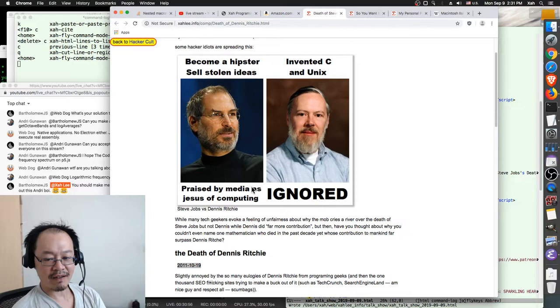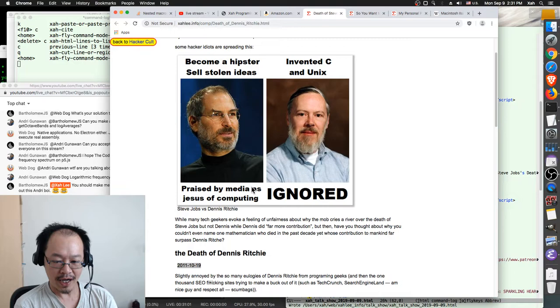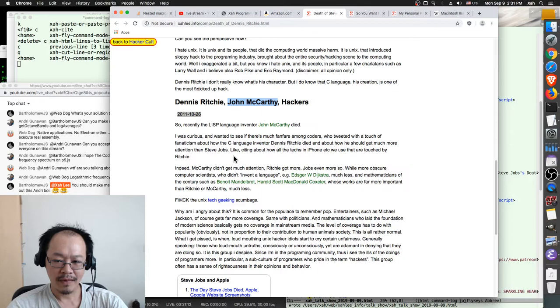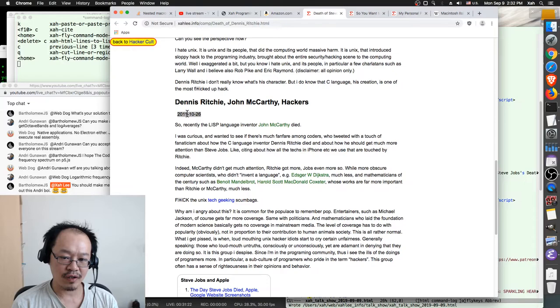The Unix philosophy fuckheads, they cannot name a single one. Okay, let me show you. Dennis Ritchie, John McCarthy also died in what year? Around 2011. Let's see what year. 2011, indeed. John McCarthy, the creator of Lisp, he also died in 2011. But nobody knows. Nobody knows, okay?